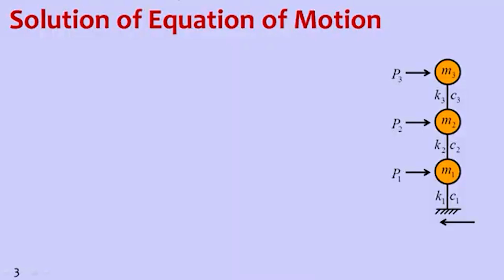So this is an idealized mass, spring and damper system, or lumped mass system, where forces are acting at level 1, level 2, level 3, that is P1, P2, P3. These are the forces. M1, M2, M3 are respective masses. K1, K2, K3 are stiffness terms, floor stiffnesses, and C1, C2, C3 are damping terms.